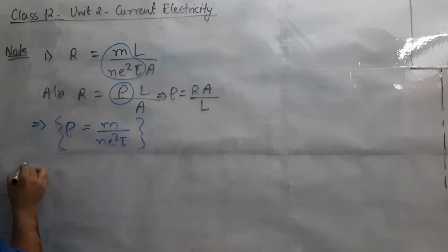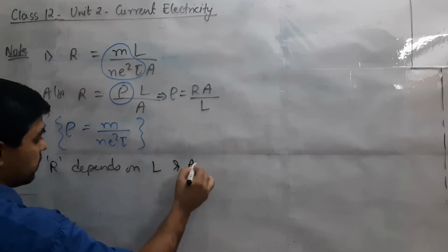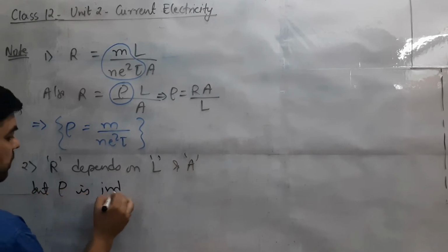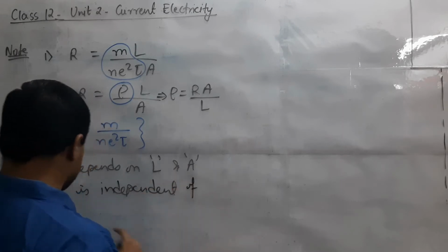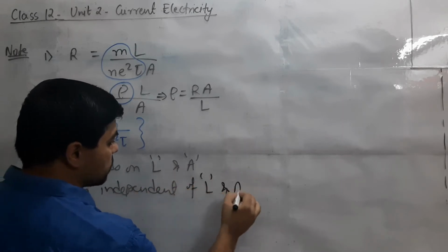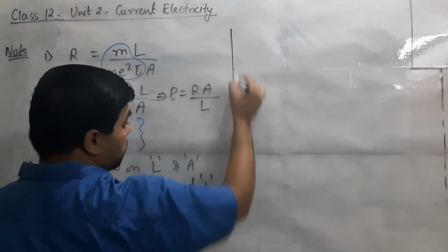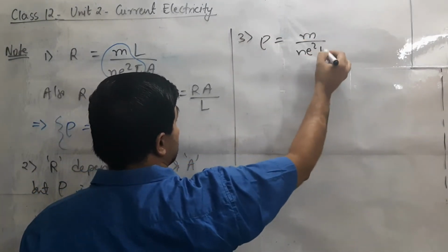So this is very important, that R depends on L and A, but rho is independent. This is a very important relation: independent of the factors length and cross sectional area. So if we need to write on what factors it is depending, we can write it this way: the formula for resistivity is m upon n e square tau.